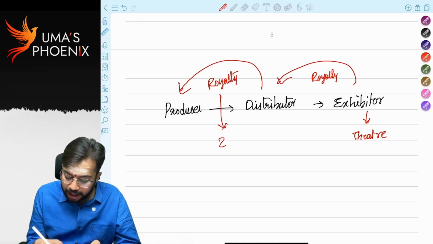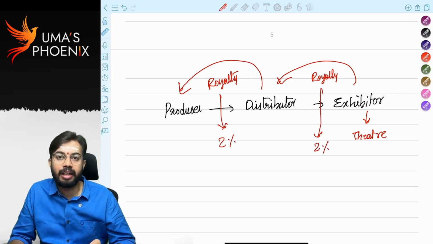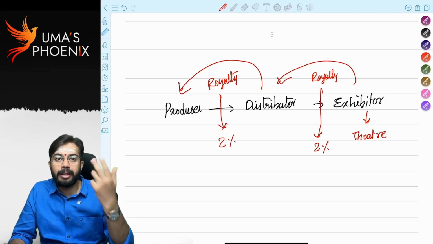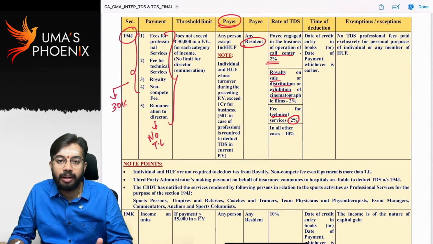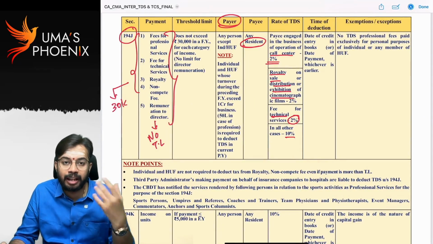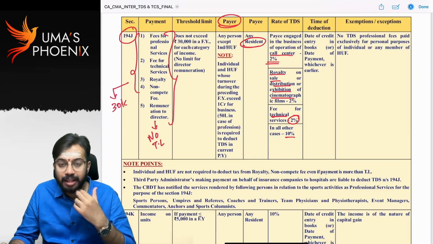On this royalty, the rate of TDS is 2% under section 194J. Is it clear? Whenever an exhibitor pays royalty to a distributor, or whenever a distributor pays royalty to a producer, on such royalty TDS is required to be deducted at the rate of 2%. In all remaining cases, professional fees, director's remuneration, non-compete fees, the rate of TDS is 10%.